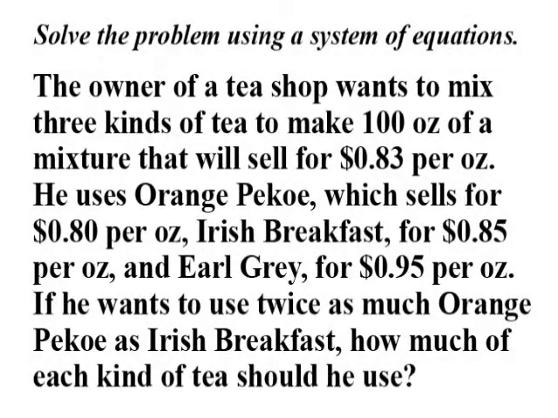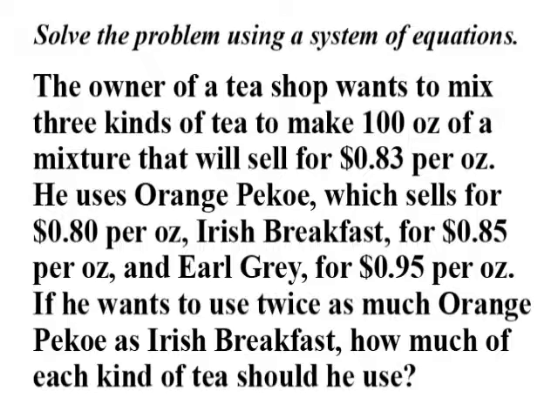Solve the problem using a system of equations. The owner of a tea shop wants to mix 3 kinds of tea to make 100 ounces of a mixture that will sell for $0.83 per ounce. He uses orange Pico, which sells for $0.80 per ounce, Irish Breakfast for $0.85 per ounce, and Earl Grey for $0.95 per ounce.